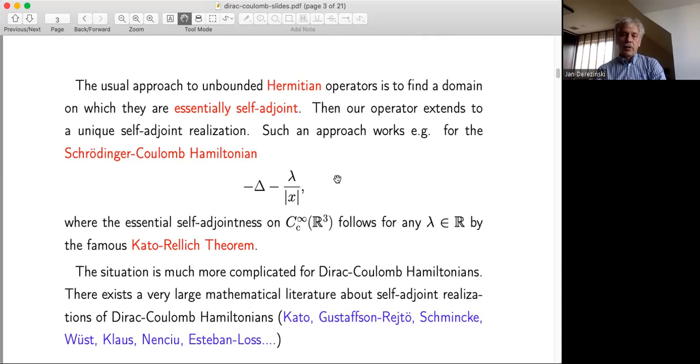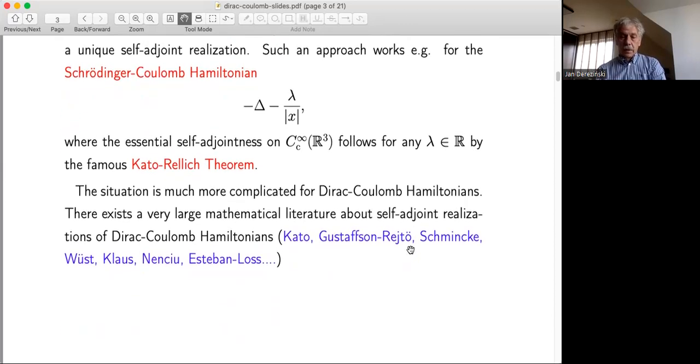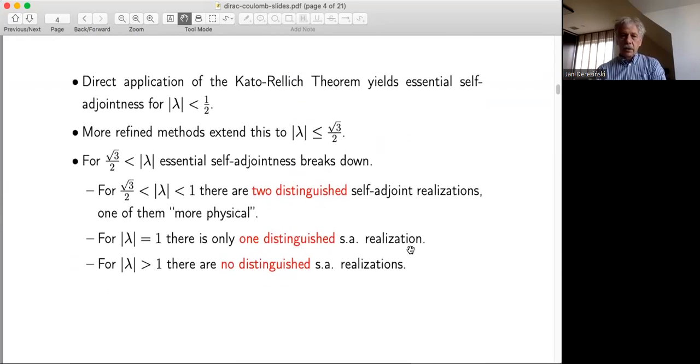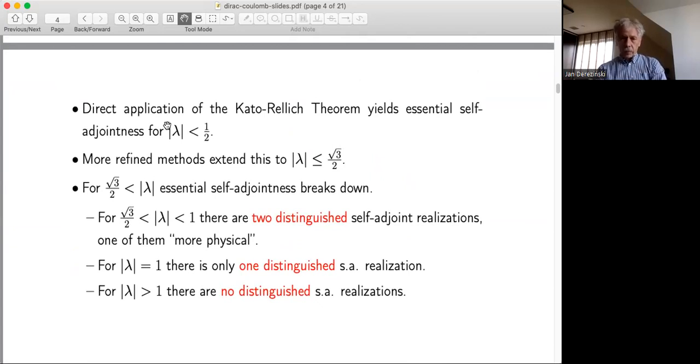The situation is much more complicated for Dirac-Coulomb Hamiltonians, and there exists a surprisingly large mathematical literature about self-adjoint realizations of Dirac-Coulomb Hamiltonians. So I give here a list of names, but the list is certainly not complete, and it includes some quite famous mathematicians like Kato. Now let me describe the situation with the Dirac-Coulomb Hamiltonian, which is quite complicated.